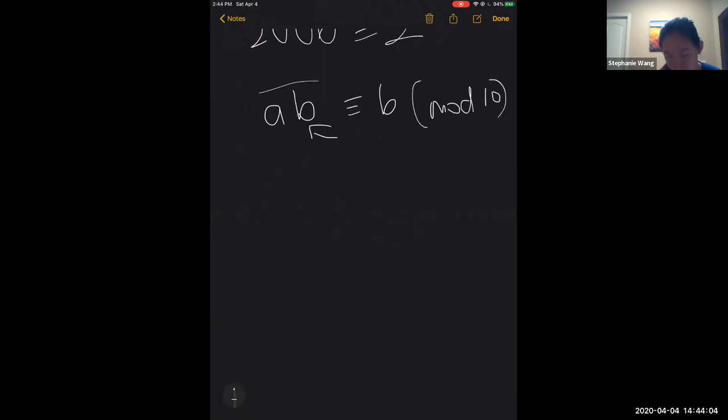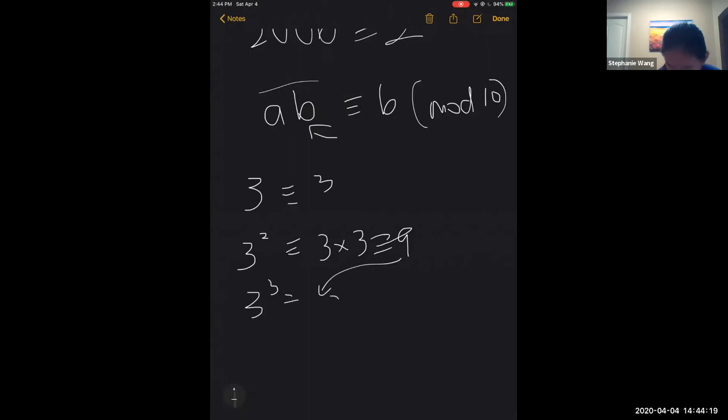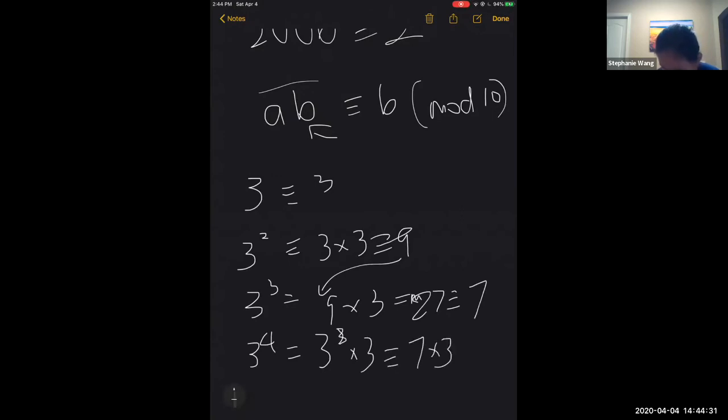So using mod 10, we know that 3 is congruent to 3 mod 10, and then 3 squared is congruent to 3 times 3 equals 9 mod 10. And then if we do 3 cubed, we have 9 times 3 equals 27, which is also congruent to 7 mod 10. And then 3 to the 4th is 3 cubed times 3, which is 7 times 3, so congruent to 1 mod 10.